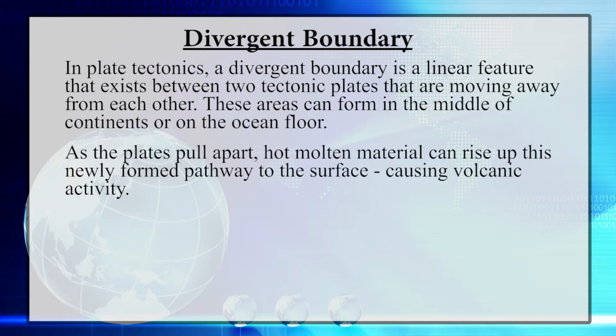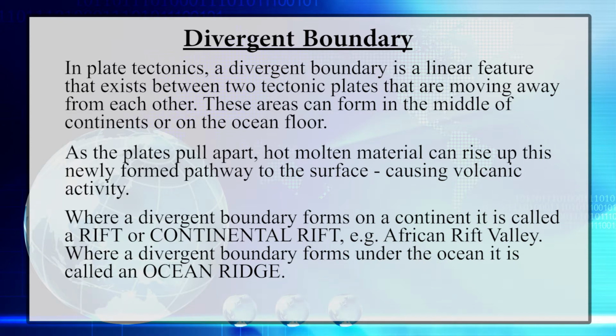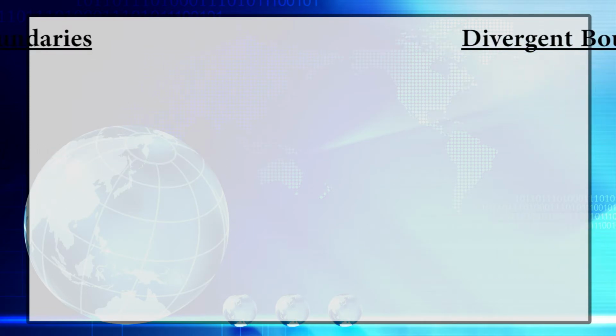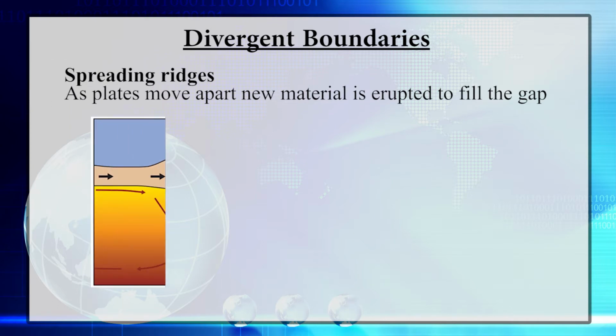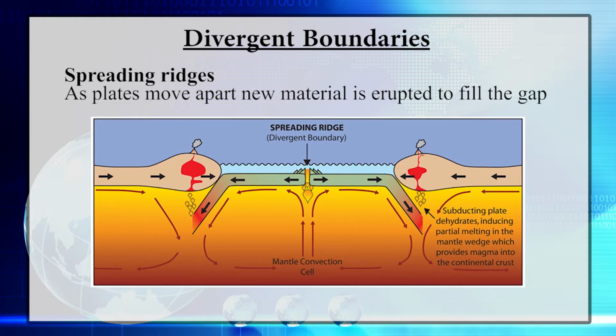volcanic activity. Where a divergent boundary forms on a continent, it is called a rift or continental rift. The African Rift Valley is the perfect example of that, and where a divergent boundary forms under the ocean, it is called an oceanic ridge. From that point of view, we can conclude that one is the continental rift, the divergent boundary along the continent, or second one is the oceanic ridge, the divergent boundary under the ocean. And this divergent boundary actually acts as a spreading ridge.